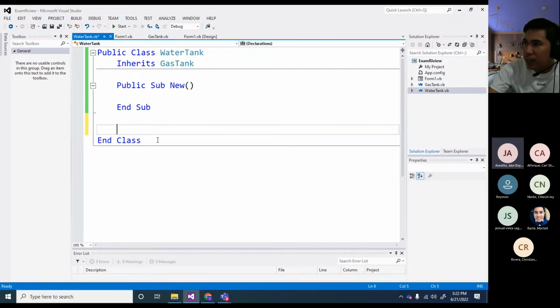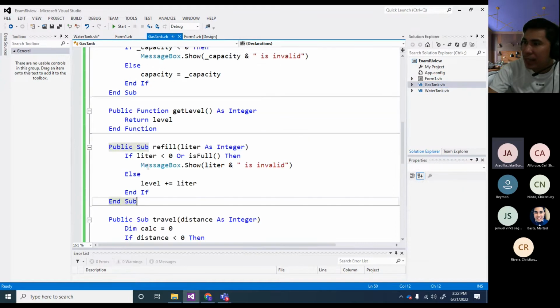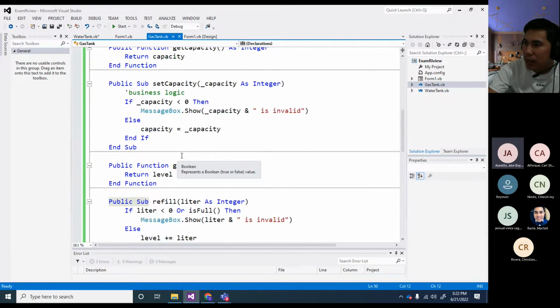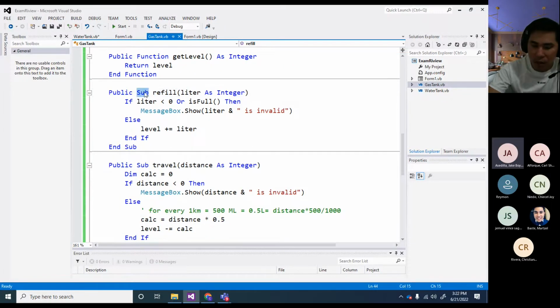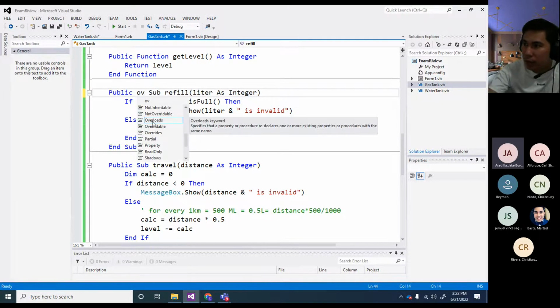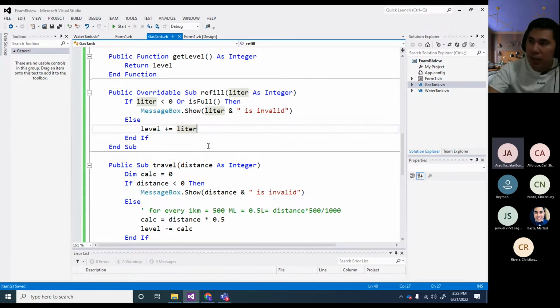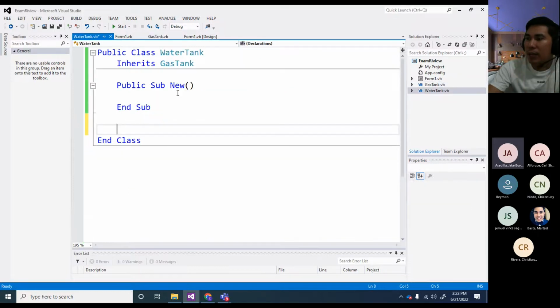Okay? So for example, in my gas tank, I made this refill overridable. Once it is overridable, the overridable keyword means that the object or the operation of gas tank can be overridden in my water tank, the class that it's inheriting to it.